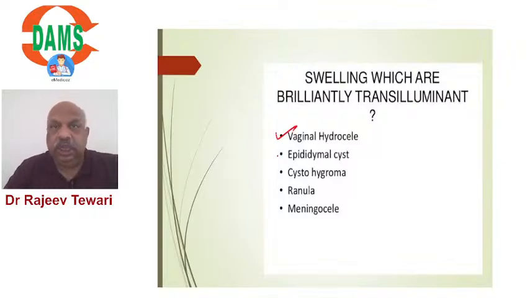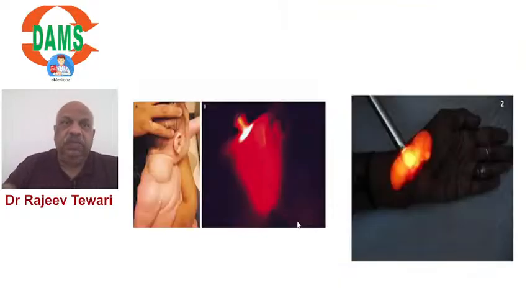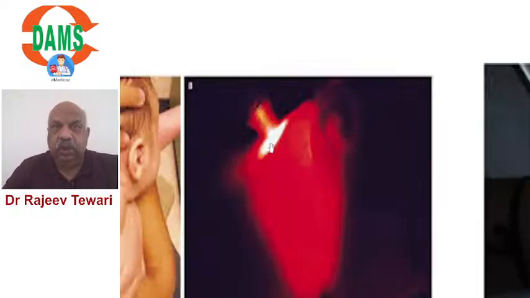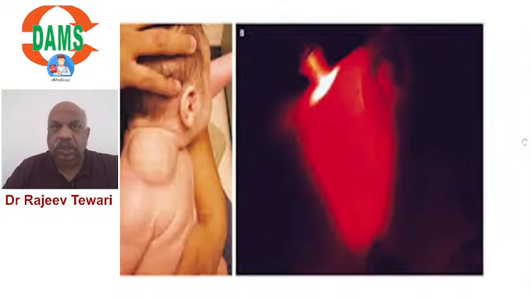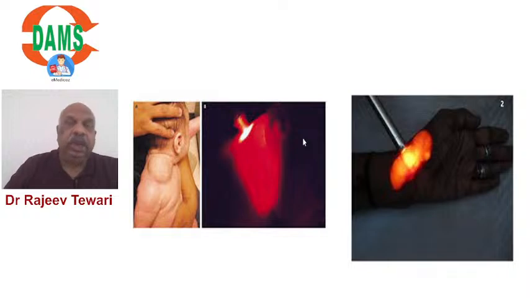Vaginal hydrocele, epididymal cyst, cystic hygroma, ranula, and meningocele. And this is an image of a brilliantly transilluminant swelling, where in a dark room you put light and you see they glow. This is the ganglion, see the hand ganglion, and this is the posterior triangle swelling. Ranula, epididymal cyst, ganglion, they all are. Don't just say many swellings are transparent, they are brilliantly transparent, that's the word.